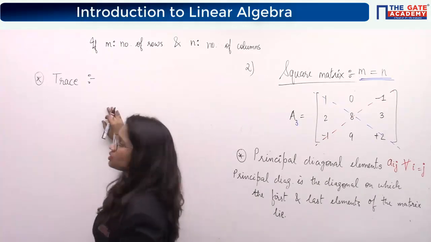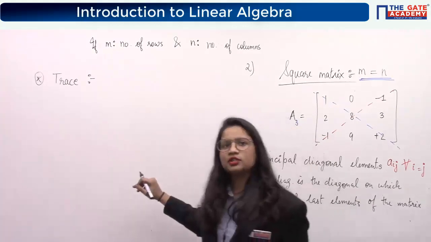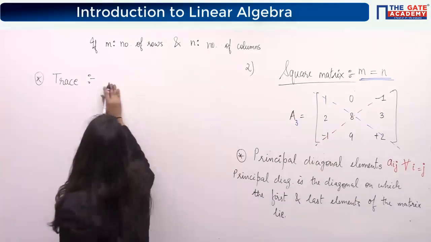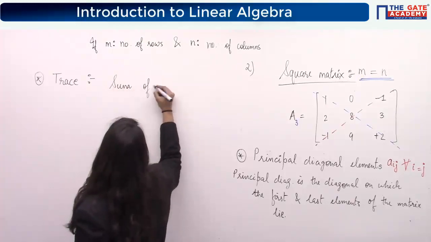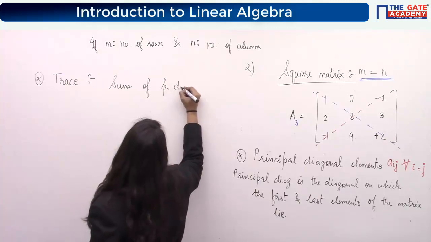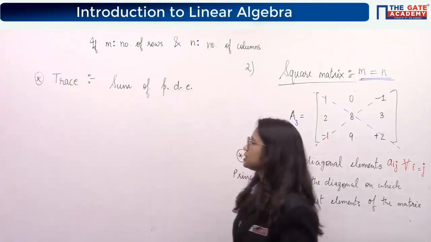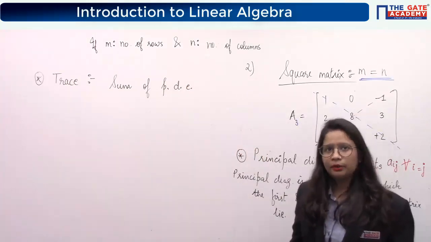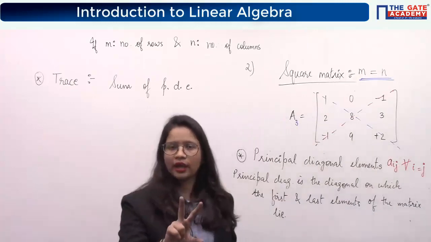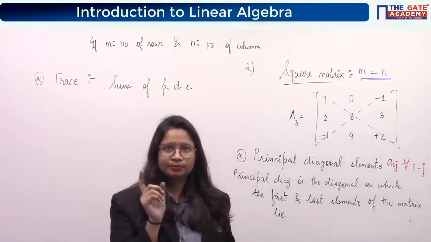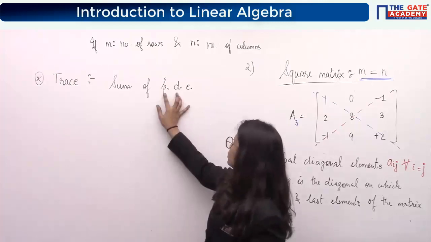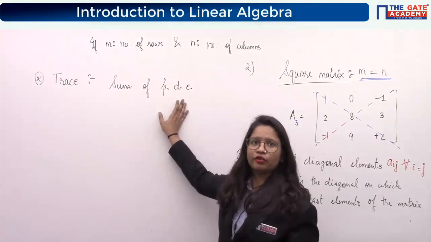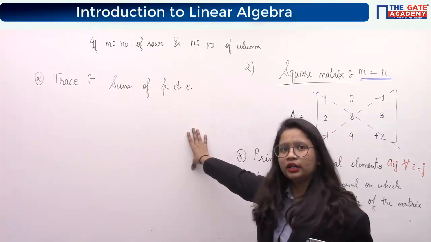Now trace. Trace, do you know anything about it? Very good. Sum of diagonal elements. It is nothing but the sum of principal diagonal elements. Sum of principal diagonal elements, not diagonal elements. Diagonals are two, but what is trace? Trace is the sum of principal diagonal elements. I have written it in abbreviated format, principal diagonal element.